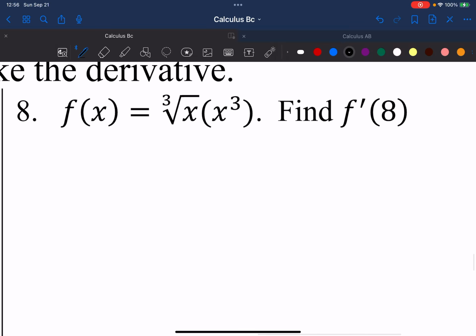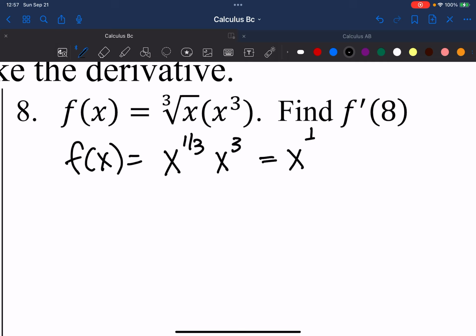Okay, number 8. f of x equal to the cube root of x times x cubed. We know that this is the same as saying x to the 1/3 power times x cubed. Which means if we are multiplying with the same base, we add the exponents. So this is x to the 1/3 plus 3, which is equal to x to the 10/3. I have to make a common denominator: I can say 3 is the same as 9 over 3. That's how I got 10/3.